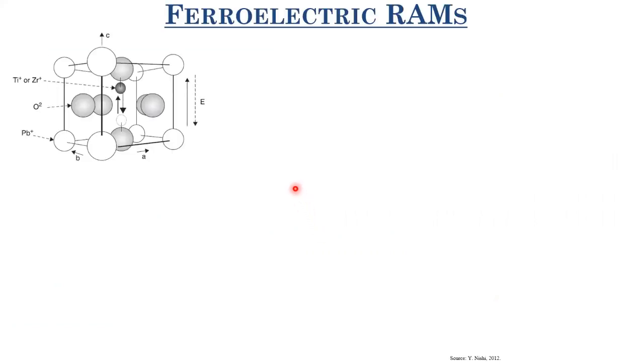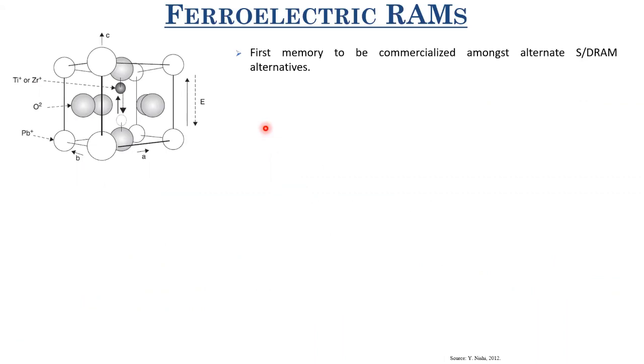So what exactly are ferroelectric RAMs? Ferroelectric RAMs were actually the first memories that were commercialized apart from static RAM or dynamic RAM. The existence of these ferroelectric properties was explained way back in 1951 itself, and in 1955, the first memory demonstration was also complete. So this is one of the earliest memories that was actually proposed.